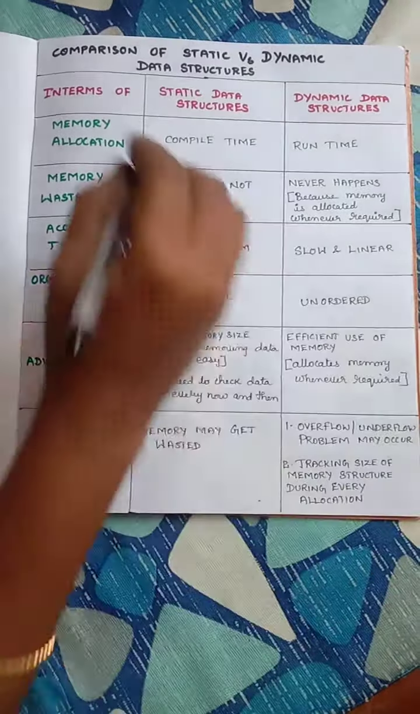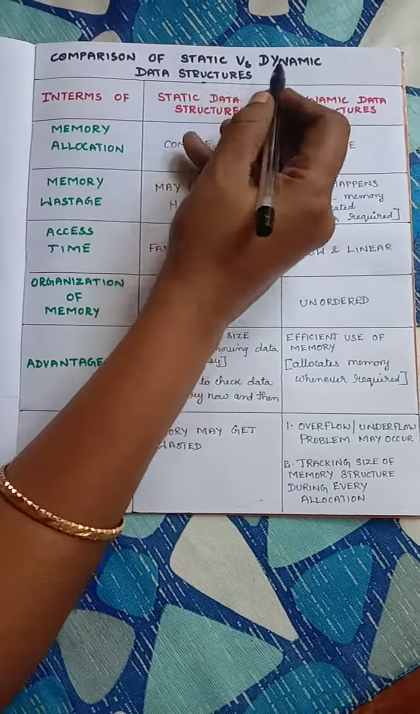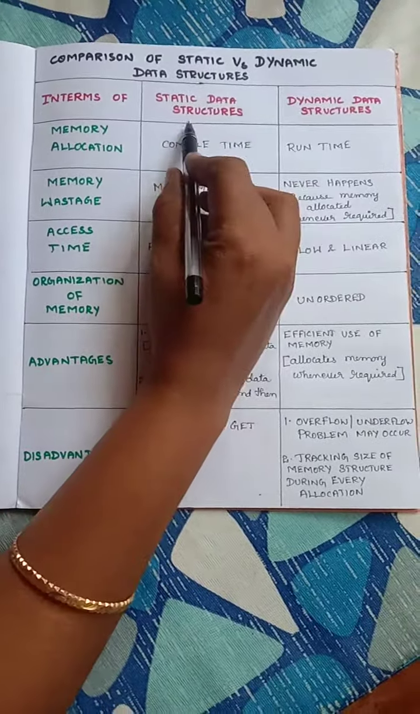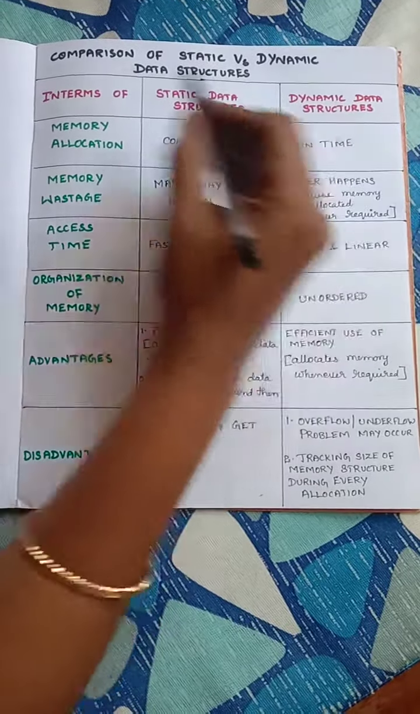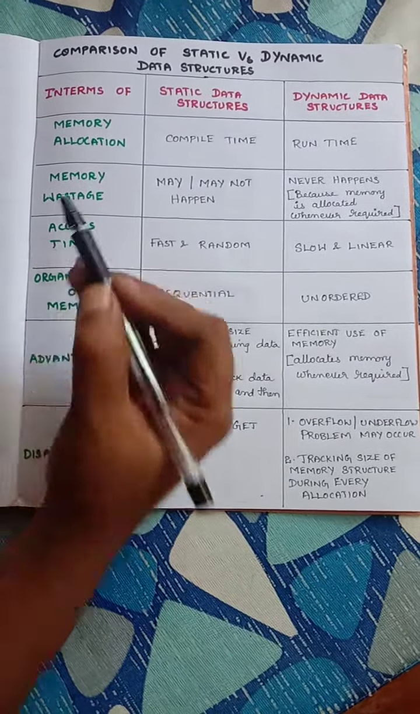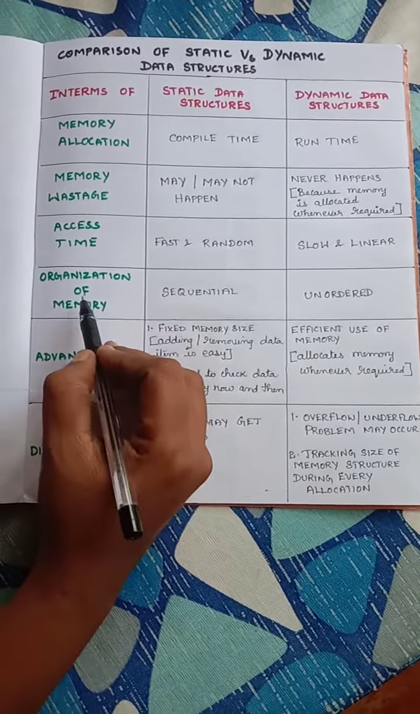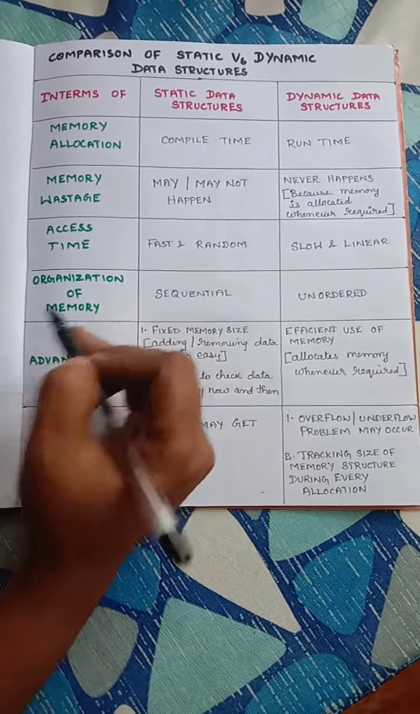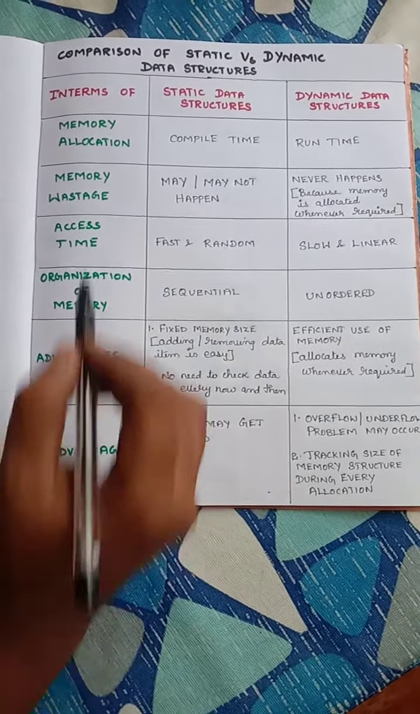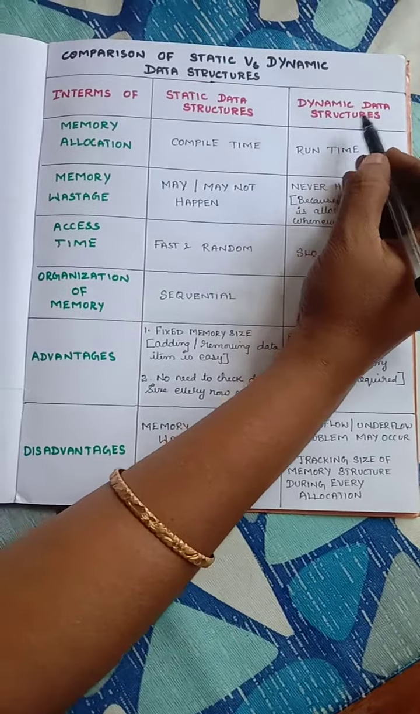In this session, we are going to see a comparison of static versus dynamic data structures. Static data structure and dynamic data structure differ in terms of memory allocation, memory wastage, access time, and organization of memory. Along with this, we are going to see the advantages and disadvantages of static data structure and dynamic data structure.